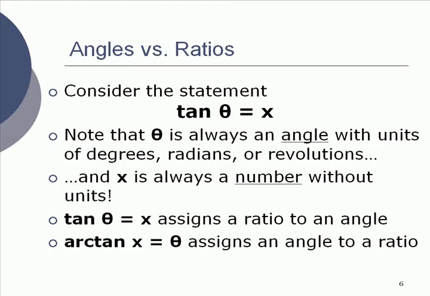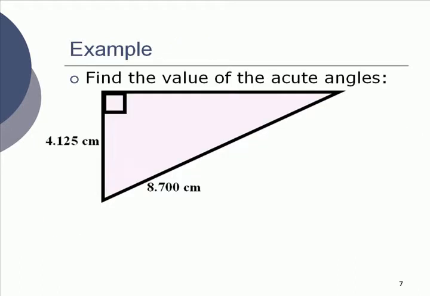All right, well, let's do some examples. Let's work with some triangles. We've got a triangle here. Now, this case is different than what we've done so far in that we know none of the angles except for the 90-degree angle, the right angle.